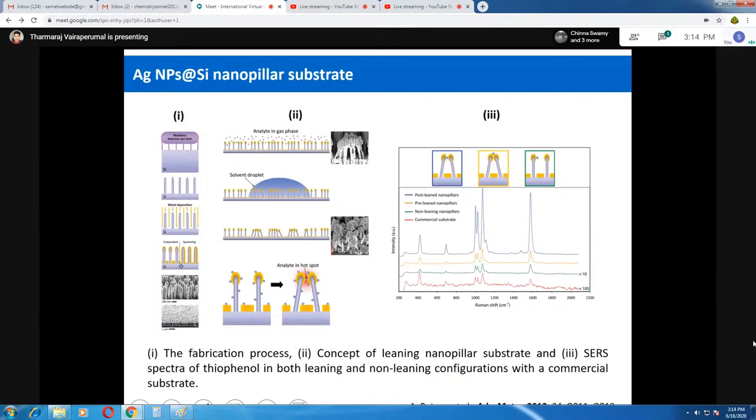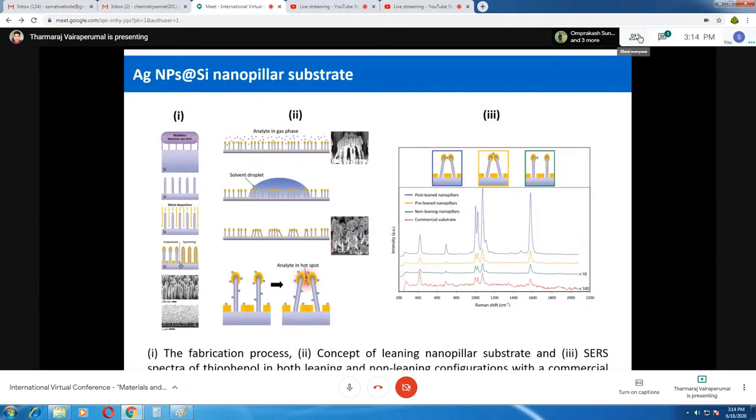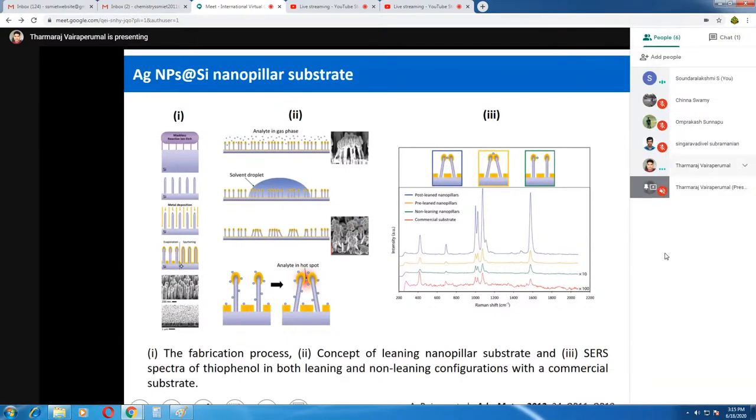When the gas sample is focused on the top, there is no signal. When the proper input happens, it is connected and put to the bottom of the nanopillar layer. It is the green line, the non-linking nanopillar that was part of the first trade.